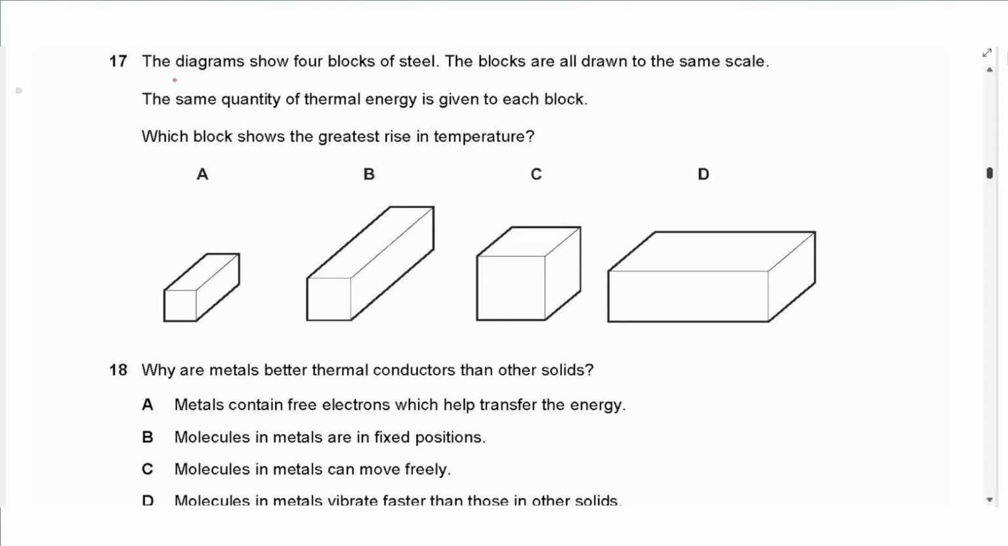The next question says the diagrams show 4 blocks of steel, same material. The blocks are all drawn to the same scale. The same quantity of thermal energy is given to each block. Which block shows the greatest rise in temperature? So using the equation Q equals mc delta theta, Q is the same amount of thermal energy, c is the same for the same metal, which is steel. This means that as mass increases, the rise in temperature decreases, and vice versa. So for the largest temperature rise, we need the smallest mass, which is in block A.